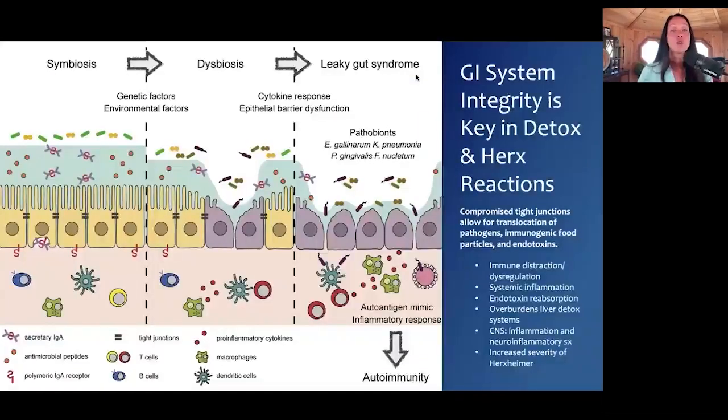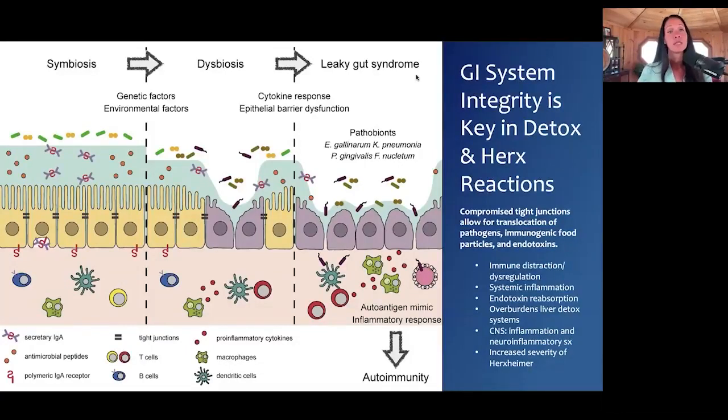Okay. So also it's very important to see here. If we divide this slide into three sections, you can see the first section is showing a symbiotic environment where we have good intact microvilli, which are those little finger-like projections there on the cells that separate the inside of our intestine to the outside.